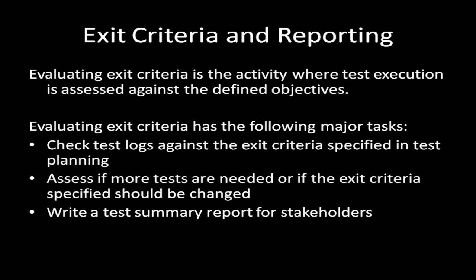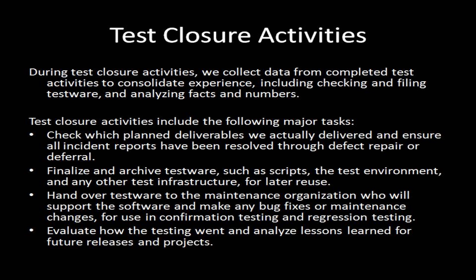3. Write a test summary report for stakeholders. It is not enough that the testers know the outcome of the test. All the stakeholders need to know what testing has been done and the outcome of the testing in order to make informed decisions about the software. The last activity in test planning and control would be test closure.